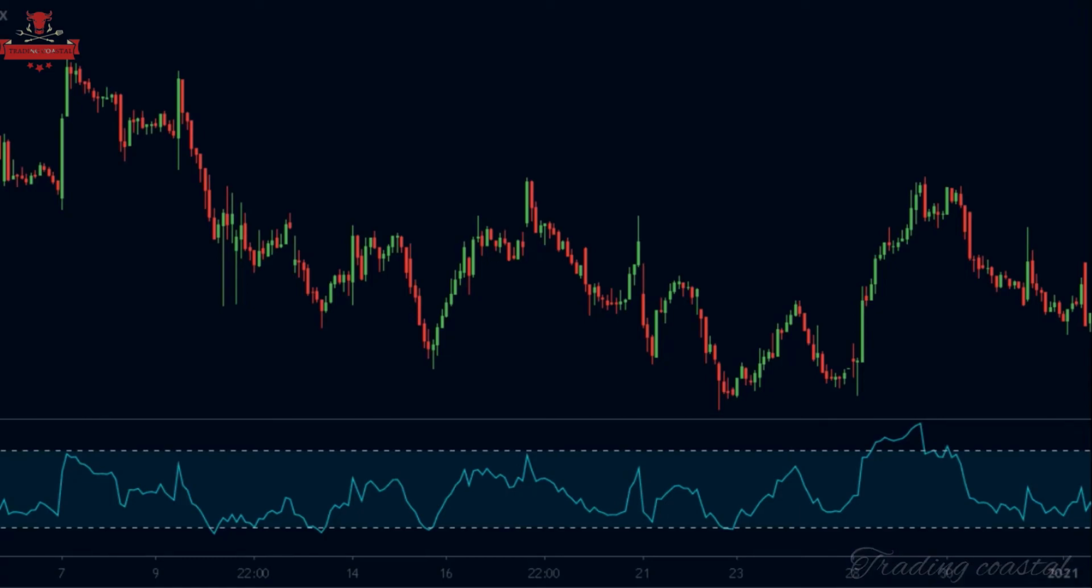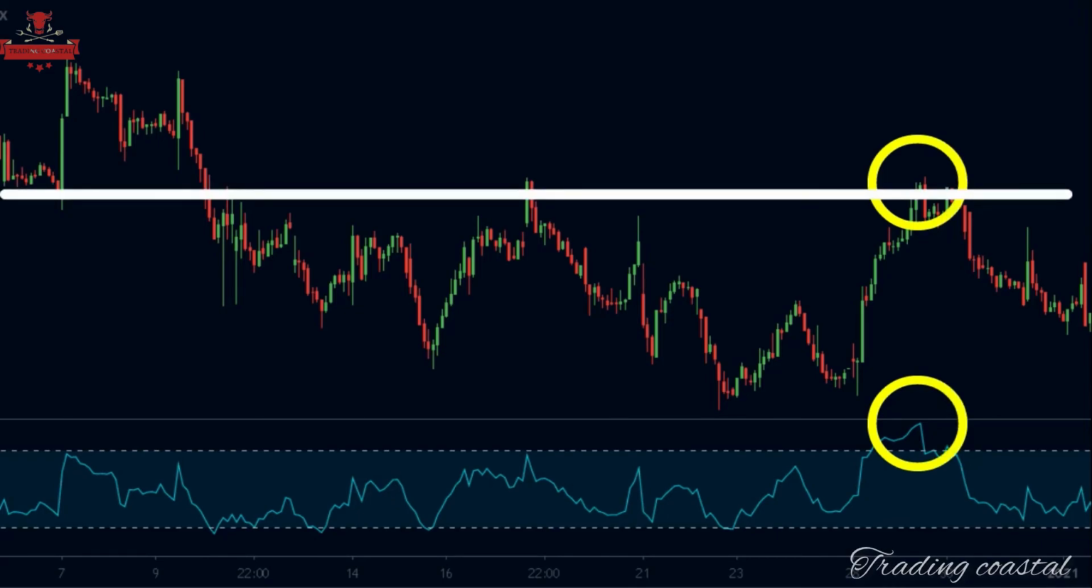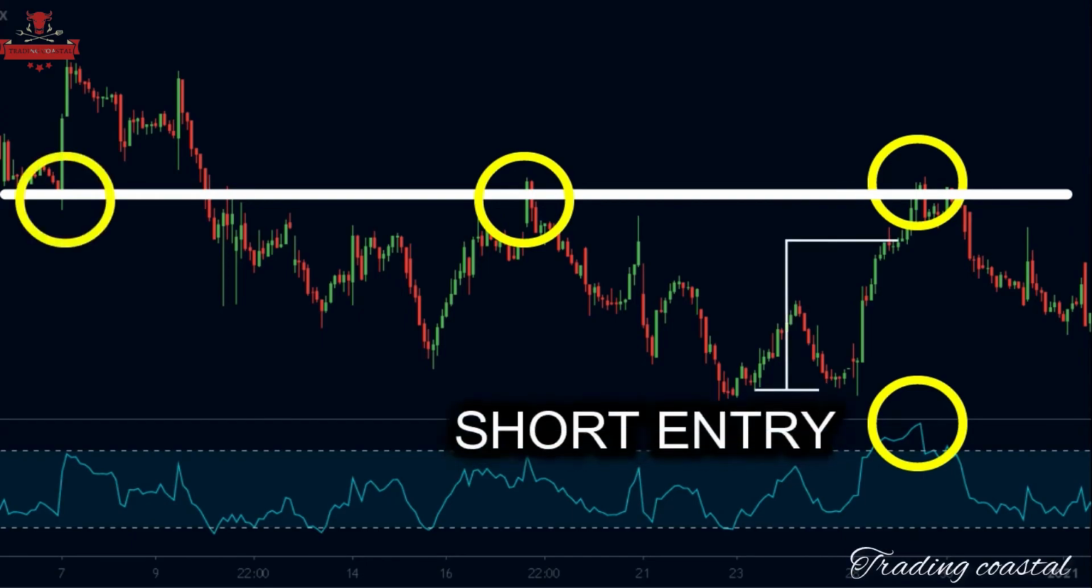Here is an example of the Facebook stock on a 30-minute chart. Now, here the RSI hit the overbought zone. At the same time, we can see that the stock is trading at a price that has acted as a resistance level before. This level has also acted as a support here. A short trade here would have resulted in a profit.